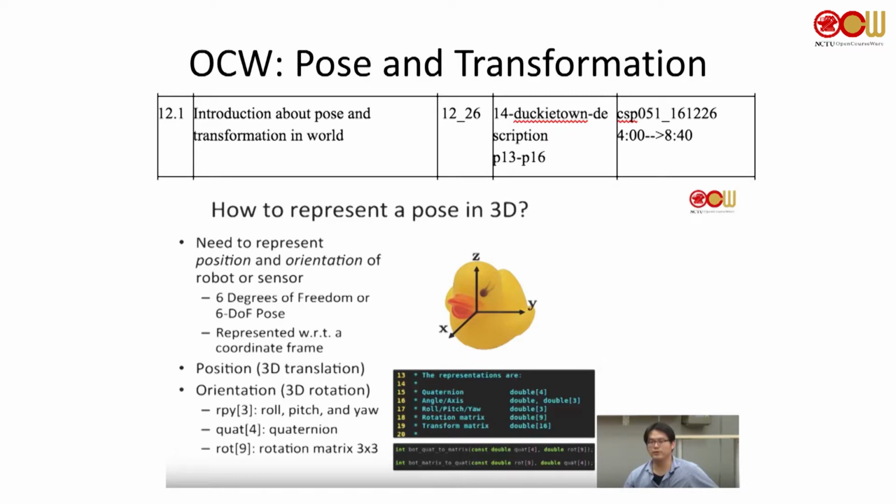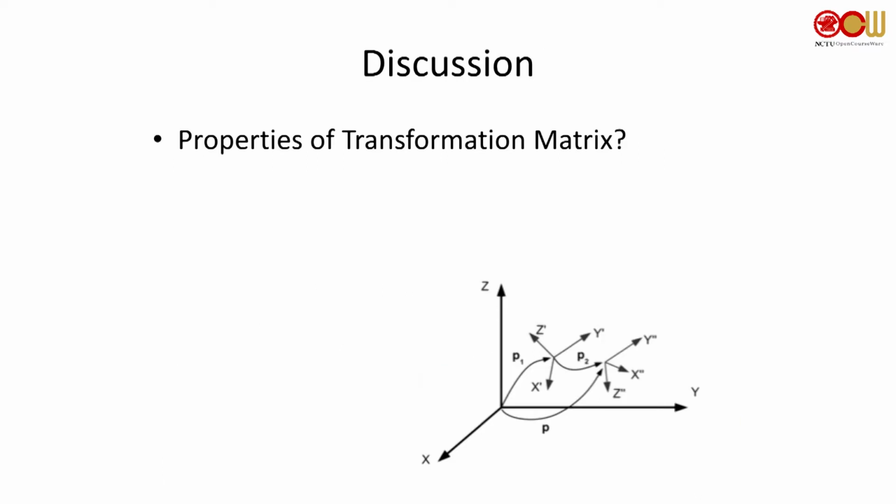And then you could actually represent a rotation in several ways. One is roll, pitch, and yaw, so you have 3 degrees of freedom. And you could also represent it by a quaternion or a 3x3 rotation matrix. This is also one thing you would definitely want to know: what are the properties of the transformation matrix?